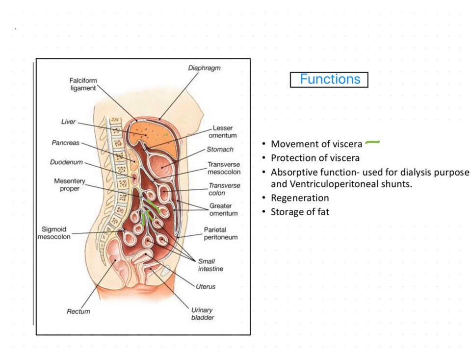help in defense mechanisms. The greater omentum, you can see here, is the greater fold, and this one is the transverse colon. The connection between the stomach and the transverse colon is the omentum sheet. This greater omentum has the power to move towards the sites of infection and seal them, thus preventing the spread of infection. So the greater omentum is called the policeman of the abdomen.